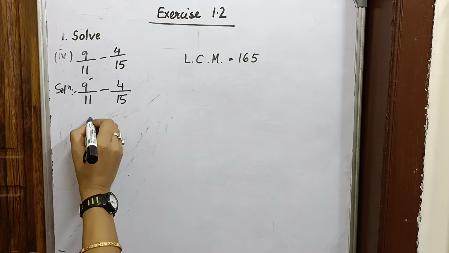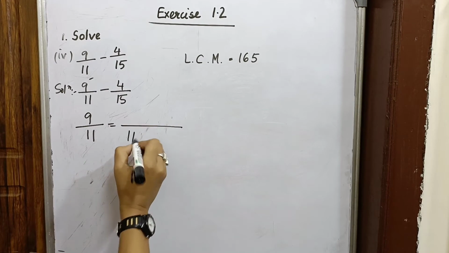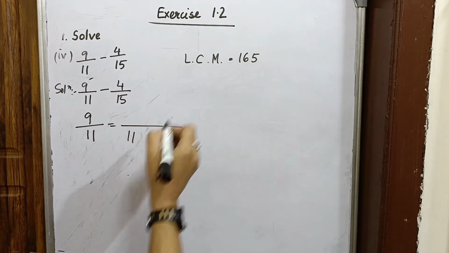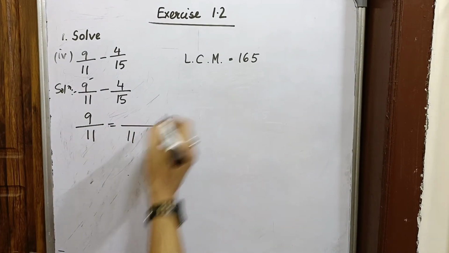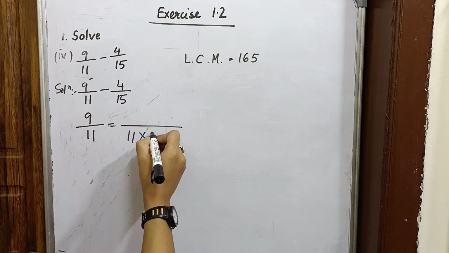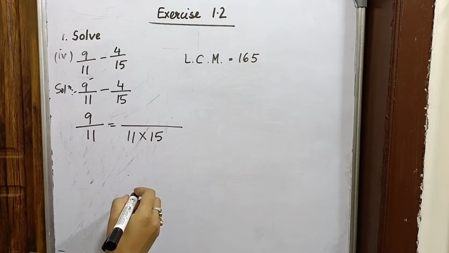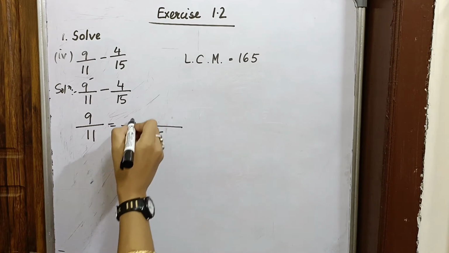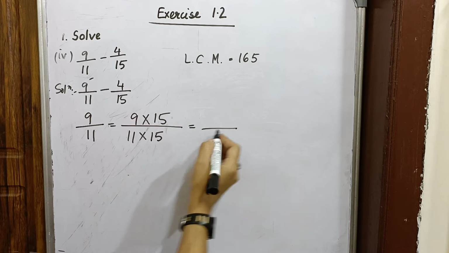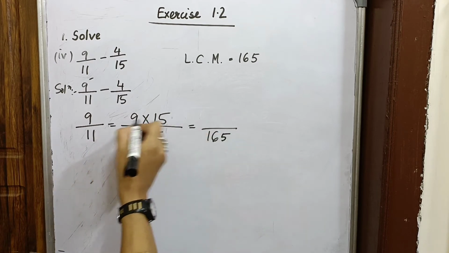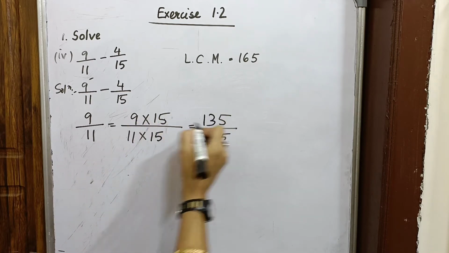Now we'll do this for 9 by 11. 11 into how much is 165? 11 ones are 11, 11 fives are 55, so 11 into 15 is 165. Now 9 into 15: the denominator is 165, and here 9 fives are 45, 9 ones are 9, so we get 135.